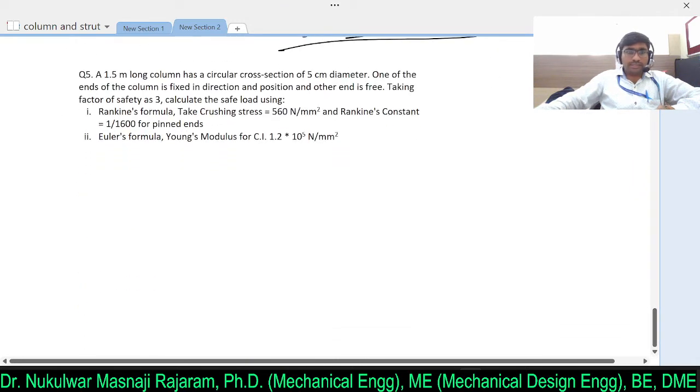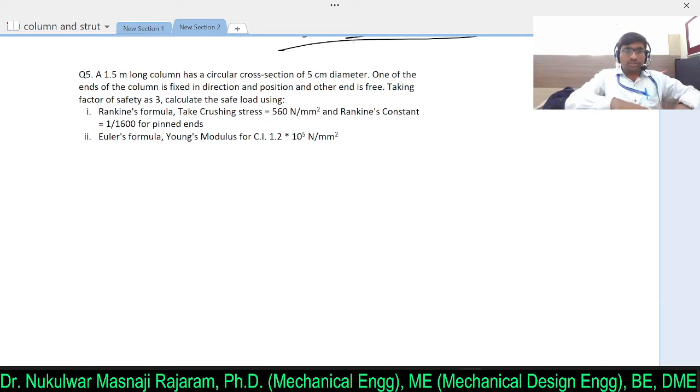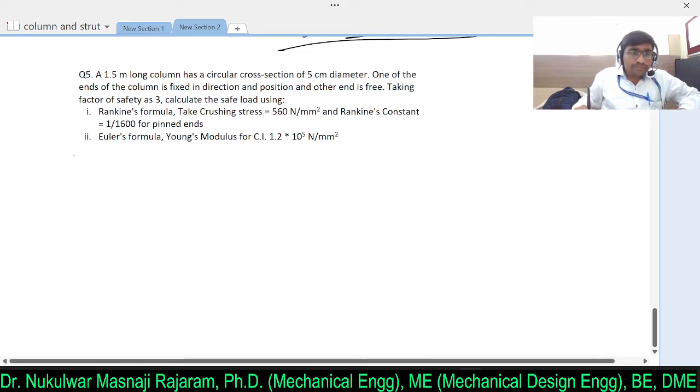So let's see the last numerical for today's discussion. It is based on the Rankine formula as well as Euler's formula. Now here what is given? Length is given as 1.5 into 10 to the 3 mm. A 1.5 m long column having a cross-sectional diameter of 50 mm. One end of the column is fixed in direction and position, and the other end is free. Clear? So definitely LE is equal to 2L.